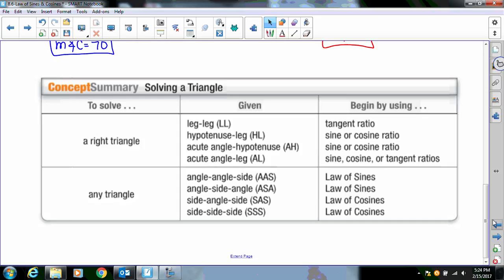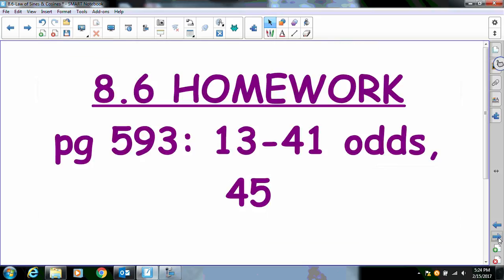Don't forget things you know. If it's a right triangle, you want to use Pythagorean theorem. You want to use tan, sine, cosine. If it's not a right triangle, that's when you're going to have to use law of sine and cosine. So I want to make sure you can differentiate that when you're thinking about preparing for your test.